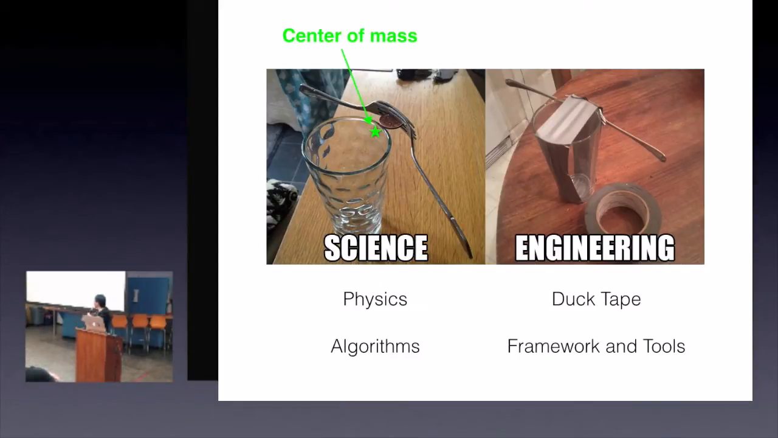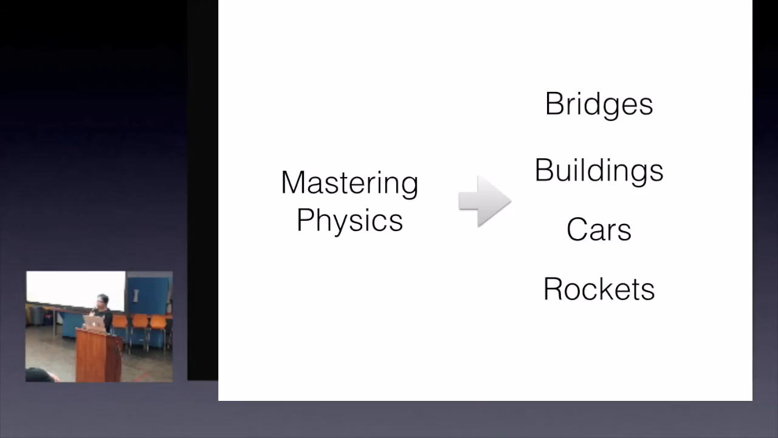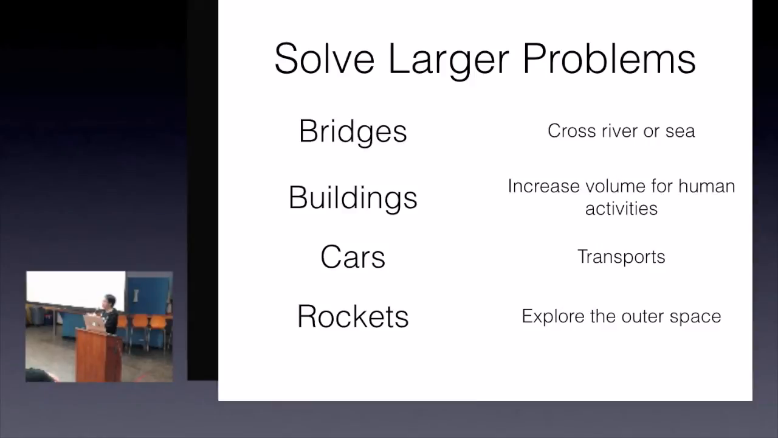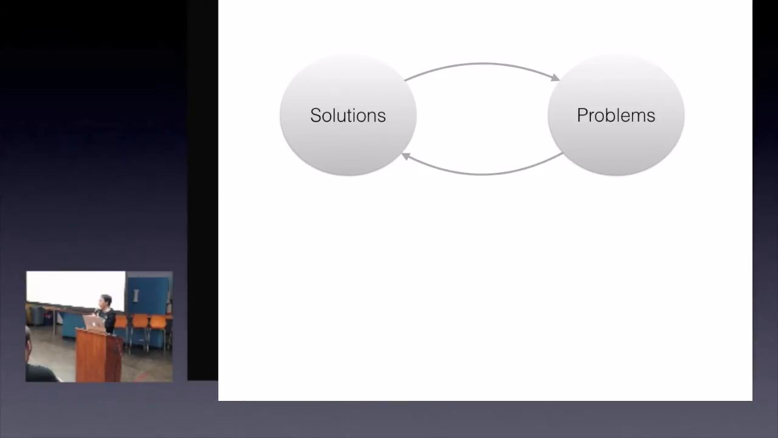But when you master the physics, you can do more. For example, you can build bridges, buildings, cars, rockets. Each of those applications, you can think of as used to solve a certain kind of problem. For example, building bridges, you can cross a river. For buildings, you can have a high density of people living in the same space. For cars, it's for transport. For rockets, you can explore outer space. When you master the physics or the algorithms, you can solve more problems at larger scale.